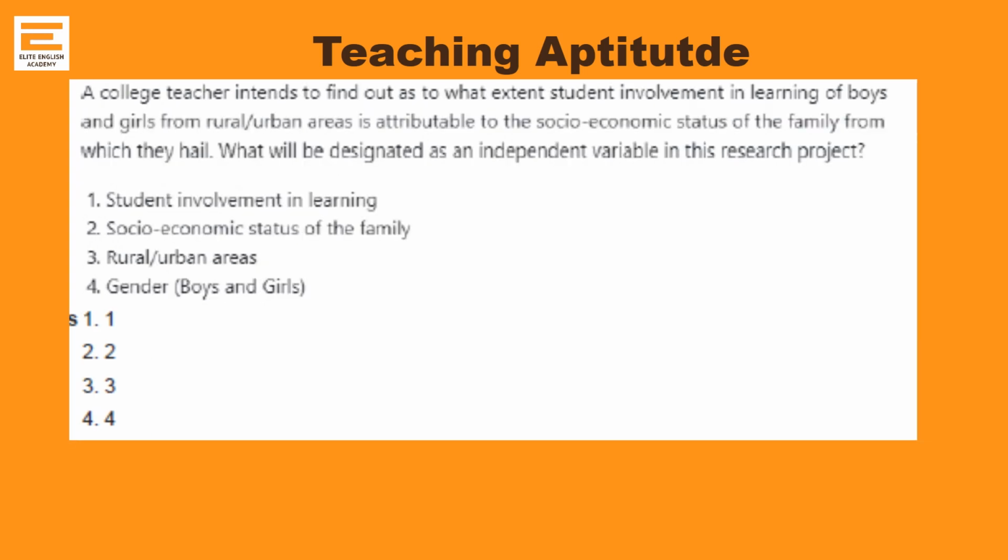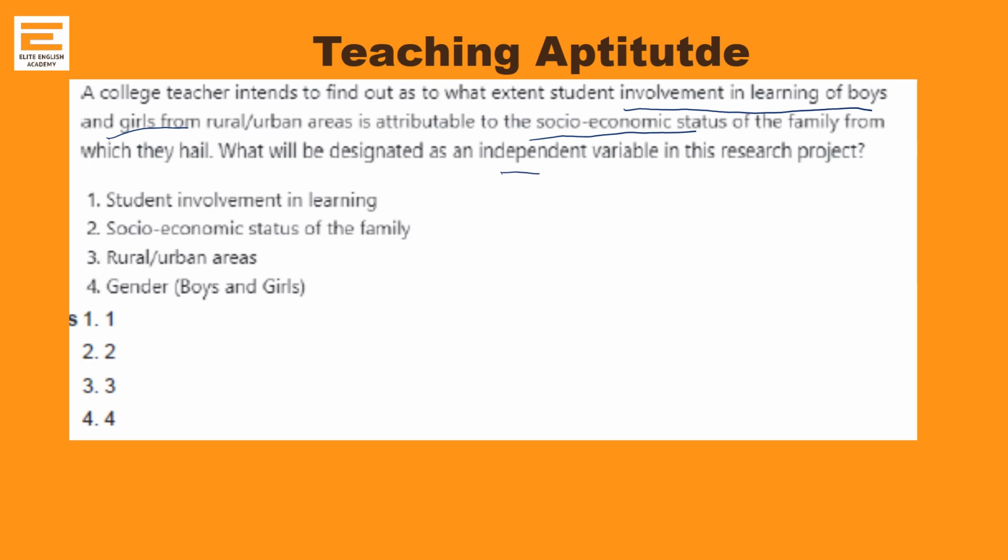The second one is a little bit tricky. Look at the question carefully. A college teacher intends to find out to what extent student involvement in learning of boys and girls from rural or urban areas is attributable to the socio-economic status of the family. So we find 2 things: socio-economic status, and boys and girls of the family from which they hail. What will be designated as an independent variable in this research project?